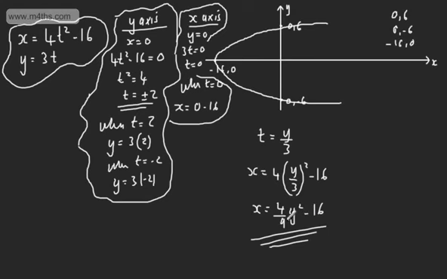So if you were given it in this form, if you wanted to know where it crosses the y-axis, we would set x to 0. If we wanted to know where it crosses the x-axis, we'd set y to 0. But we've done it now in parametric form. So there we go. Nice and straightforward. All we're doing is finding the values of t that work for this and plugging them back in. Okay, let's do another one.